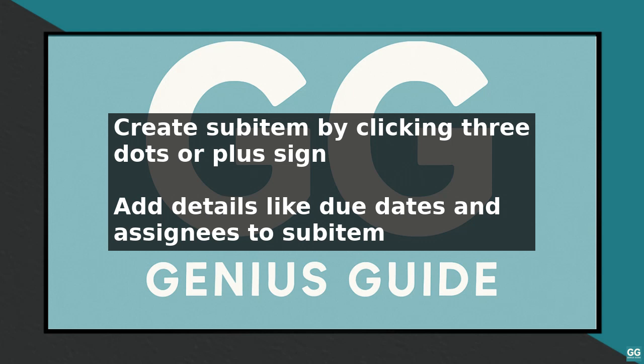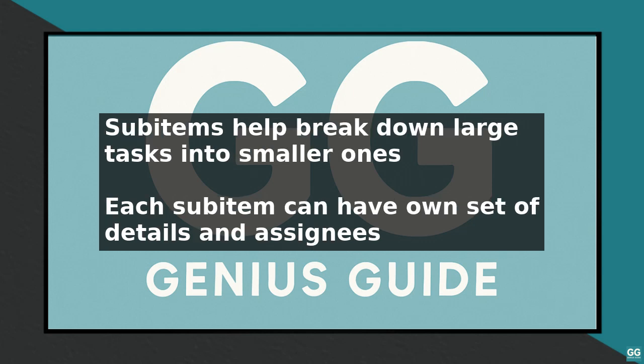For example, if you have a main item for a marketing campaign, you can create subitems for tasks such as creating social media posts, designing graphics, and writing content. Another practical example of using subitems is in project management. If you have a main item for a project, you can create subitems for different components of the project, such as research, development, and testing.